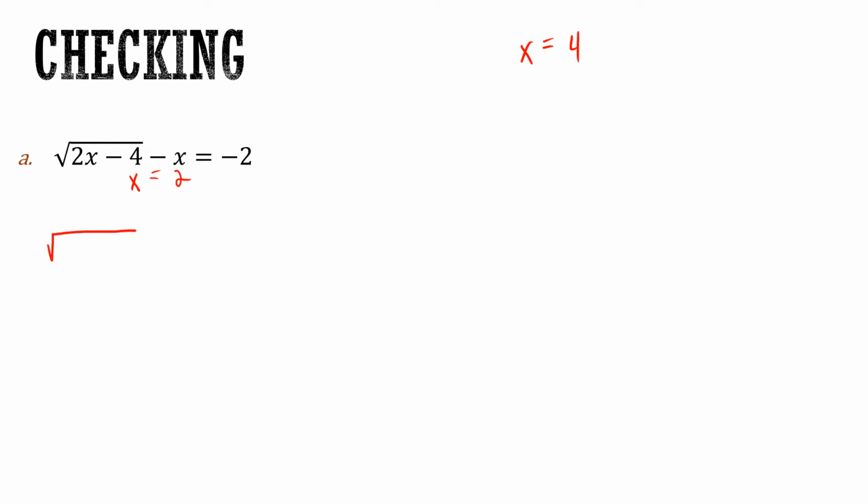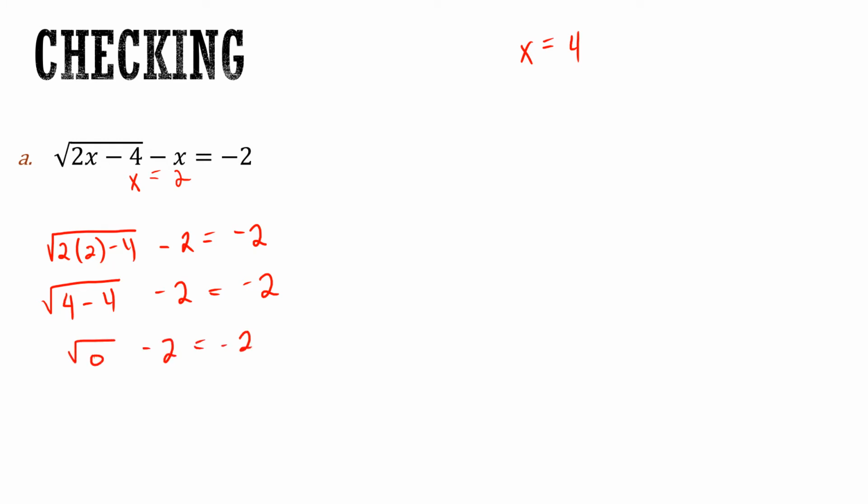So we have square root of 2 times 2 minus 4 minus 2 equals negative 2. So 2 times 2 is 4. So we got square root of 4 minus 4 minus 2 equals negative 2. 4 minus 4 is 0. So that is square root of 0 minus 2 equals negative 2. Square root of 0 is 0. So 0 minus 2 equals negative 2. 0 minus 2 is negative 2, which is equal to negative 2. Since they become equal, that means it satisfies the equation. Therefore, this is a solution.